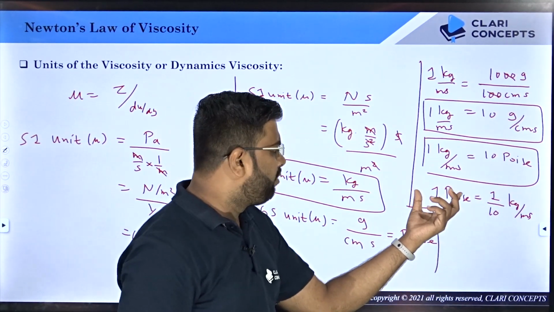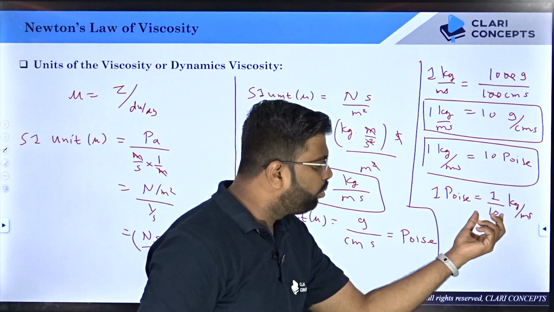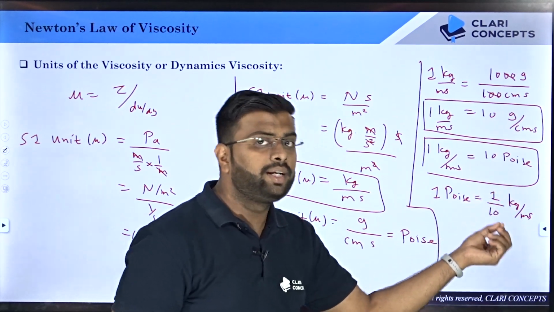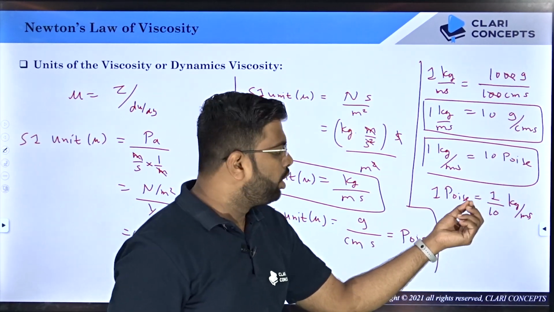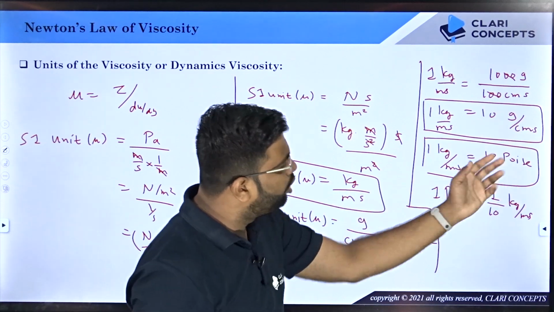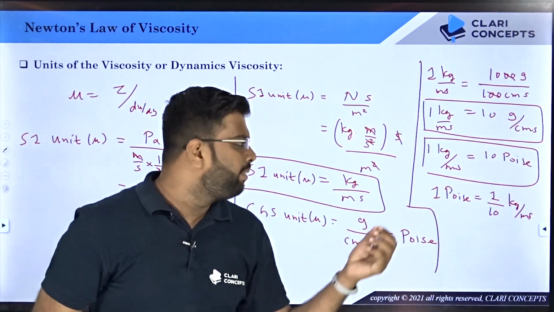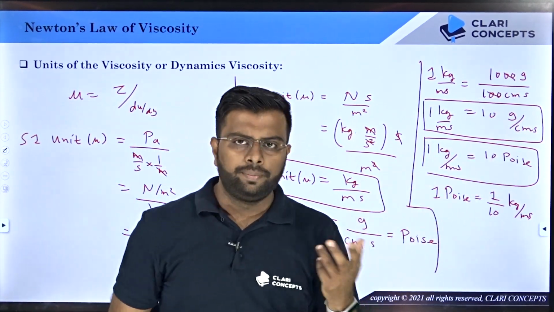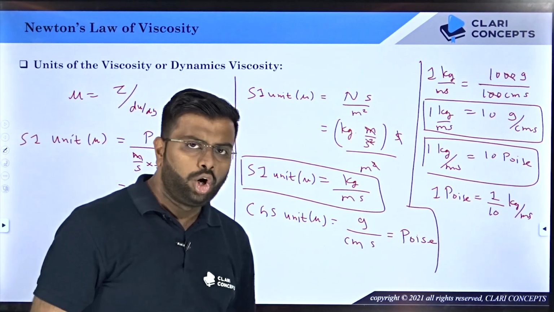So whenever you have been given a value in poise and you want it in SI units, you need to divide it by 10, always. And whenever you want to convert from SI to CGS, you need to multiply by 10. So let's say 2 kg per meter second is 20 poise, simple, right? So keep this in mind. I hope you have understood this.